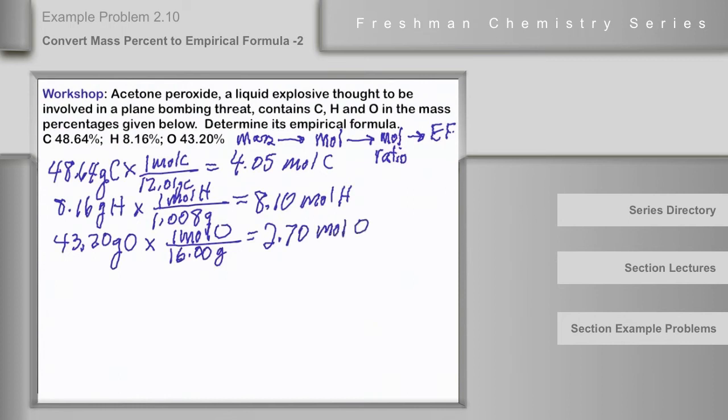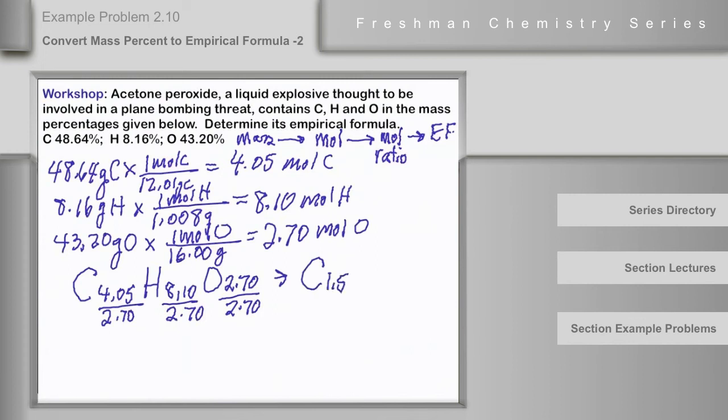So those are all the mass to mole conversions using the values of the atomic masses or molar masses from the periodic table. Okay, now at this point we can create a preliminary formula just based on the mole ratios. So we have carbon 4.05 moles, hydrogen 8.10 moles, oxygen 2.70 moles. And in order to get from these decimal fractions to integers, we're going to divide through by the smallest. And when we do that, we get carbon 1.5, hydrogen 3, oxygen 1.